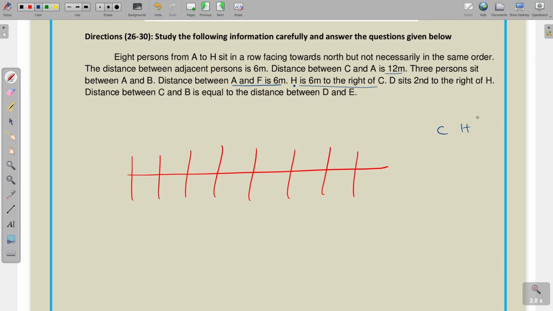And next, D sits second to the right of H. So D is second to the right of H. And also the distance between C and B is equal to the distance between D and E. Okay, so these are the final conditions.